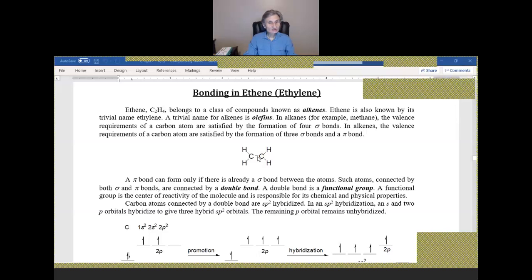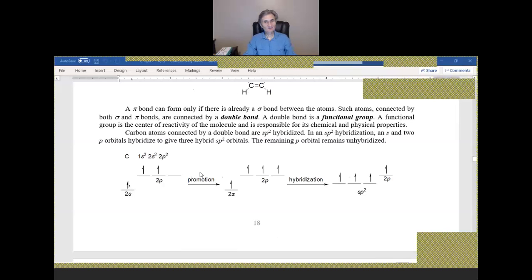So in this case, carbon forms 3 sigma bonds and 1 pi bond, because in a multiple bond, only one bond can be sigma between the 2 nuclei, and the other ones have to be above and below. Those are pi bonds. We'll see that in a minute. So in this case, again, we have promotion in the course of bonding, promotion of electron, but then hybridization is different. Hybridization is sp2, because we need only 3 sigma bonds, and the remaining p orbital remains unhybridized. So 1 s and 2 p orbitals hybridize.